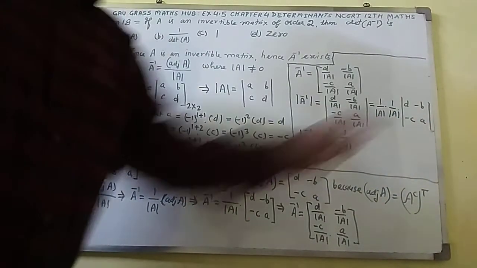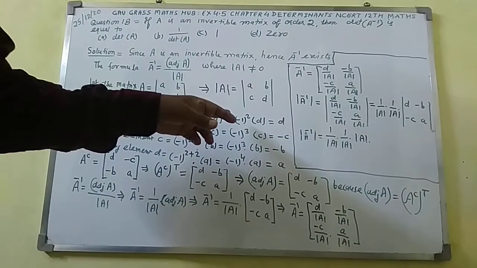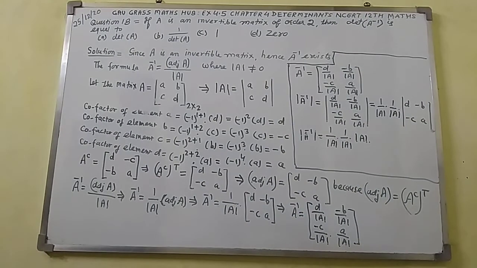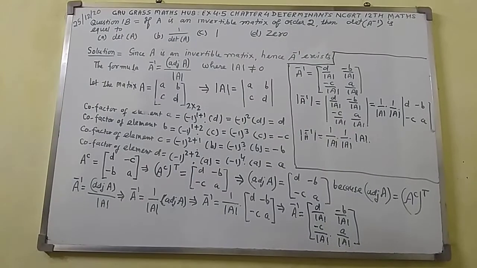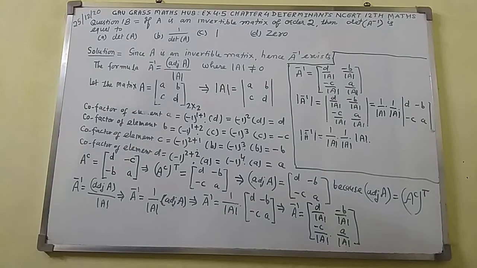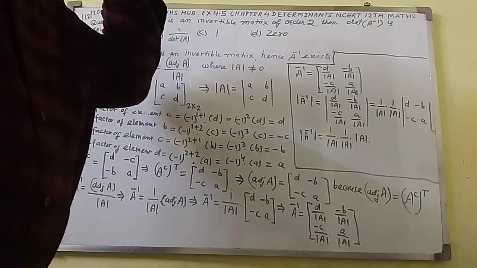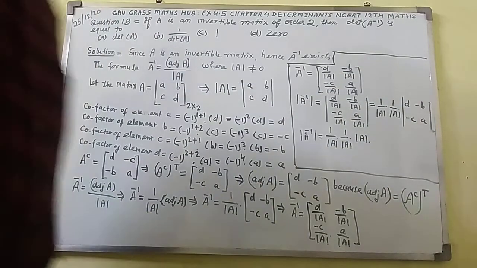For this determinant I can write here determinant A. So you have got determinant of A inverse equal to 1 over det A dot 1 over det A, and this determinant you have multiplied here.